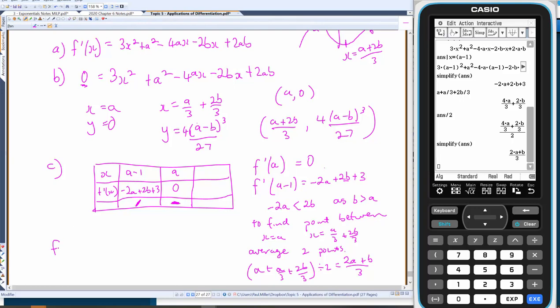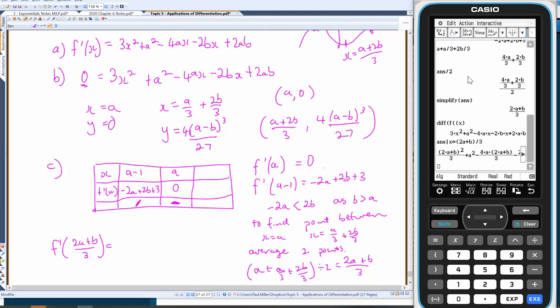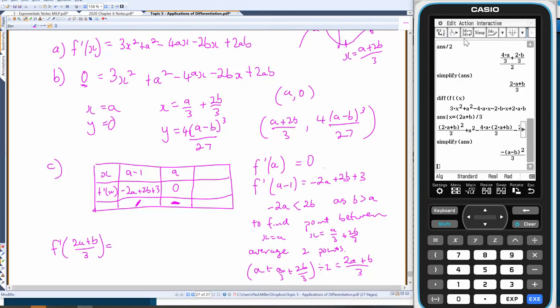So what's going to happen is I'm then going to do f dash of 2A plus B on 3 and note the result. So I'm going to sub the midpoint into the derivative. I've lost it there, so I'm just going to differentiate it again, and I'm going to do it with x equal to 2a plus b on 3. I'm going to get that, let's simplify that, equals this, negative a take b squared over 3.